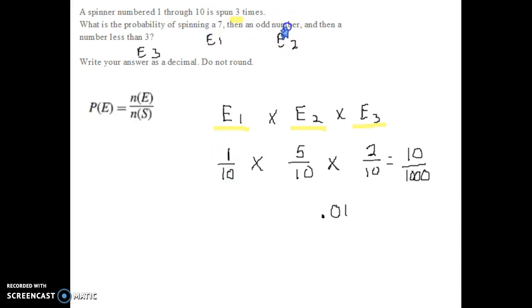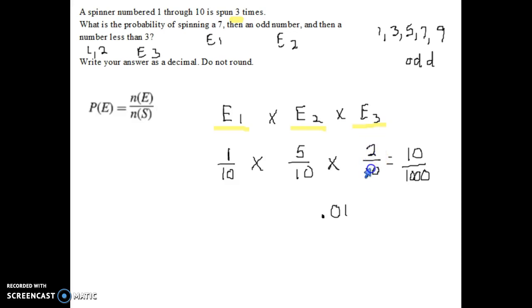All right, now we want our second event, spinning an odd number. Well, let's think about 1 through 10. We've got 1, 3, 5, 7, and 9. Those are our odd numbers. So there are 5 of them, right? So 5 out of 10 is the probability of spinning an odd number. And then less than 3, a number less than 3. Well, that's only 1 and 2, right? So we have 2 out of 10 probability of spinning a number less than 3.